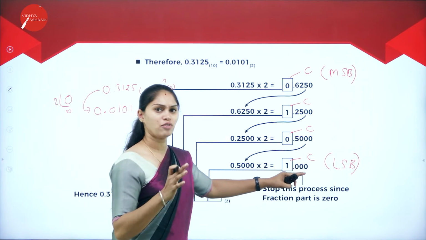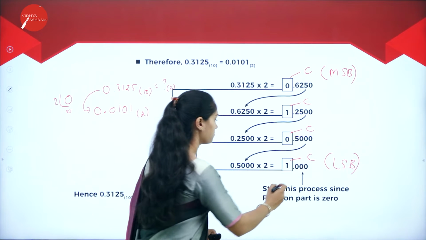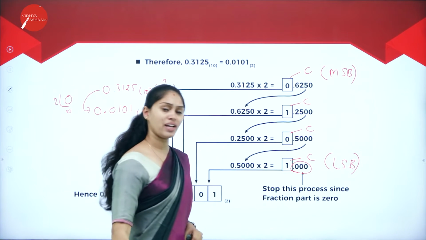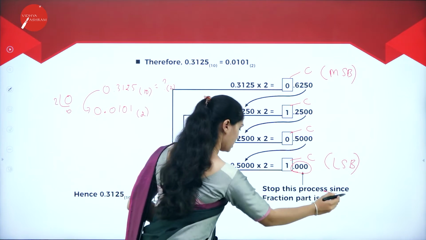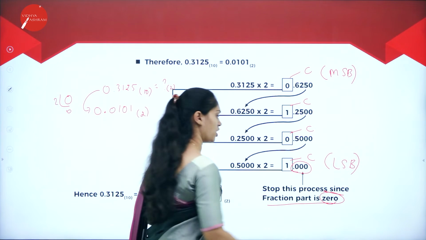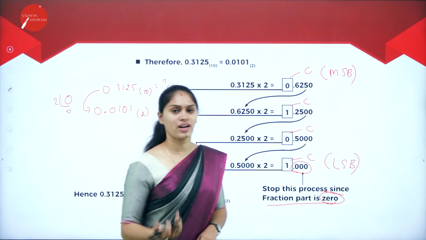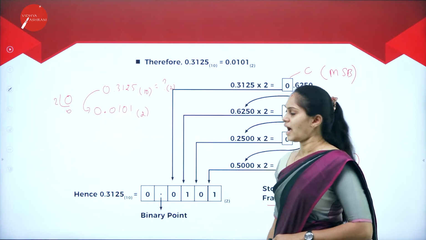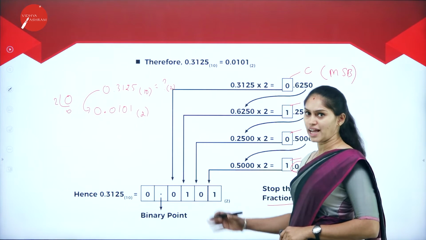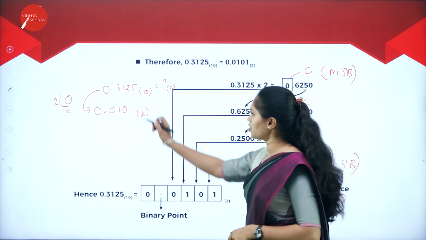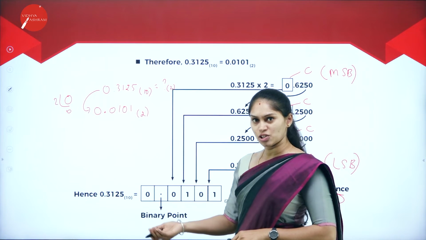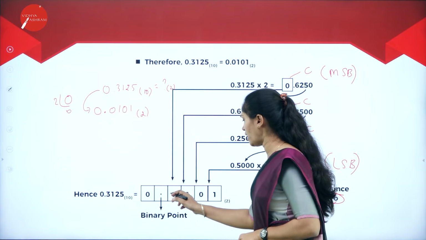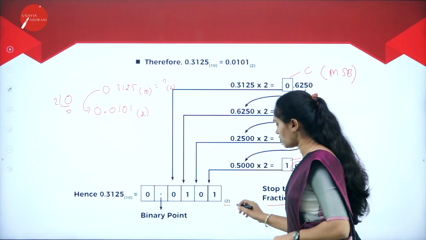So when do we have to stop the conversion? Here we have to stop. How can I get to know that? Because here the fraction part is 0. If I multiply that 0 again and again I will end up with 0 itself. So at that point you have to stop. Then what is the equivalent value of this 0.3125 in binary? That is 0.0101, which is of base 2.